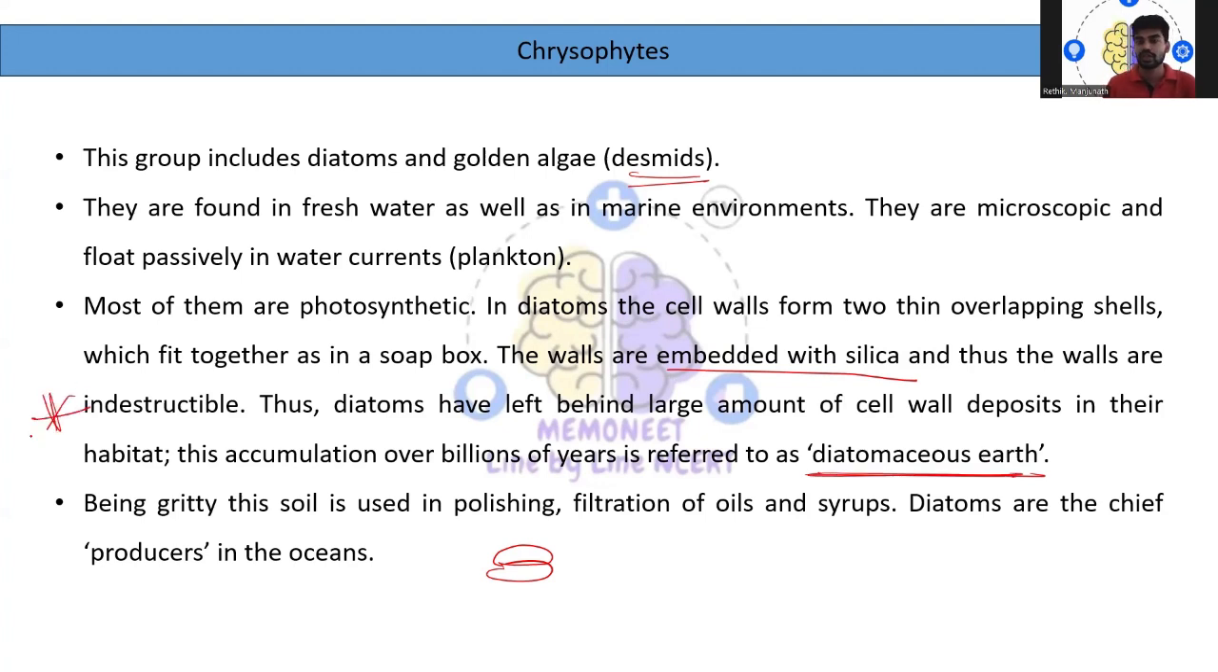Being gritty, the soil where they got deposited is so rough and tough. So they have been used in polishing, in filtering of oil, and in syrup filters also. The diatoms are called the chief producers in the oceans.